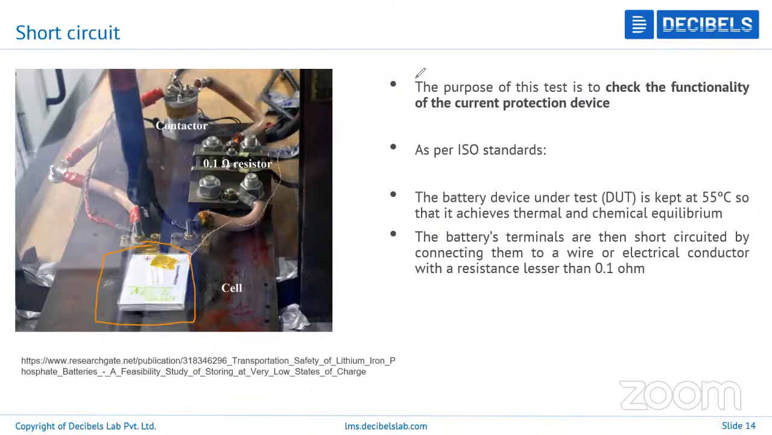Okay, so I will highlight the wire. So you see this wire, this thin wire over here. This thin wire is of low resistance. Okay, it is basically a low resistance of 0.1 ohms or lower than this.